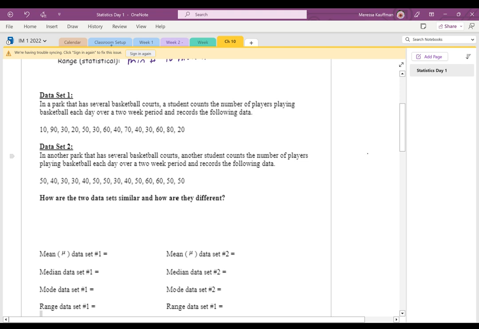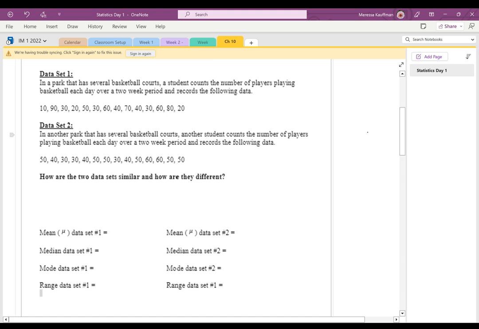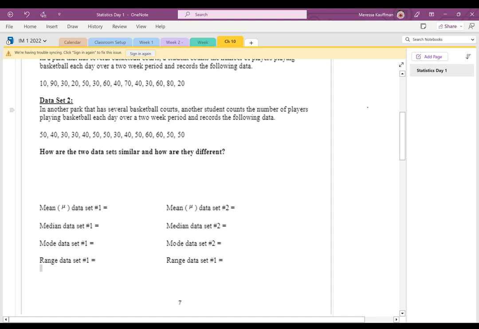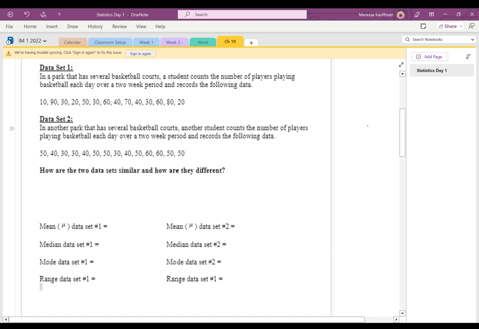All right, so the second set of data. Another park has several basketball courts. Another student counts the number of players playing basketball each day over a 2-week period and records the following data. So this is 50 players one day, 40 the next day, 30 the next day. So how are the two sets of data similar and how are they different? Well, the way that we're going to describe them is we're going to use the mean, median, mode, and range to describe the two sets of data.